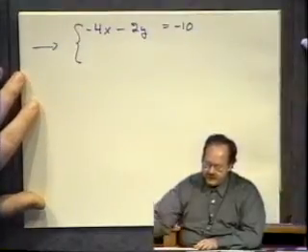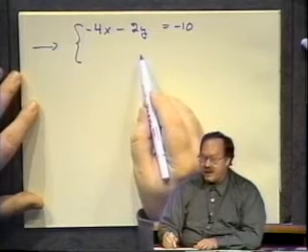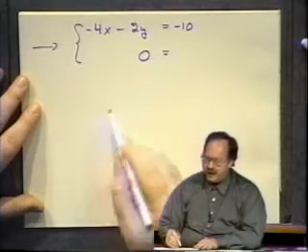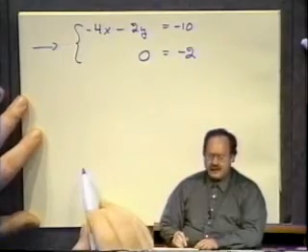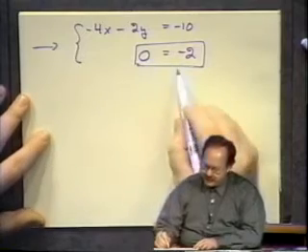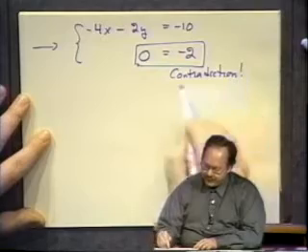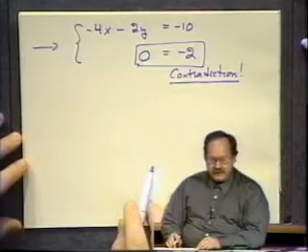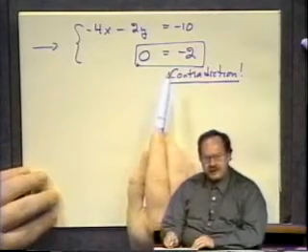Now minus 4x and 4x will give me nothing. You may also have noticed that minus 2y and 2y will give me nothing. So I end up with 0 on this side of the equation. On the other side, minus 10 and 8 give me minus 2. Well, that's a problem, because that is a contradiction. Now, what happened here? I didn't make a mistake. There's no error here. What has happened is that I ended up with a contradiction.